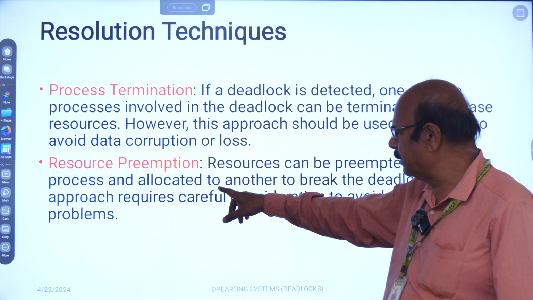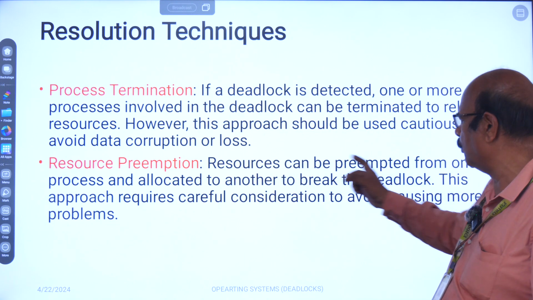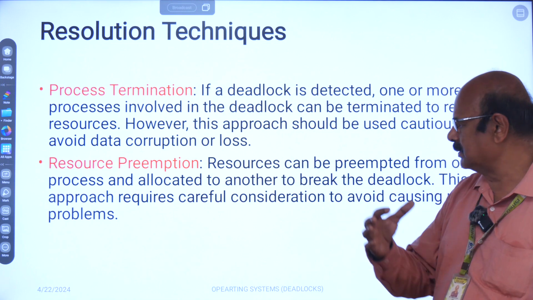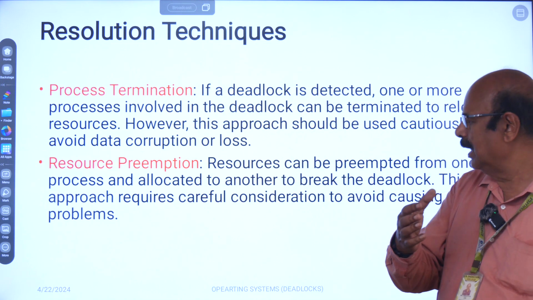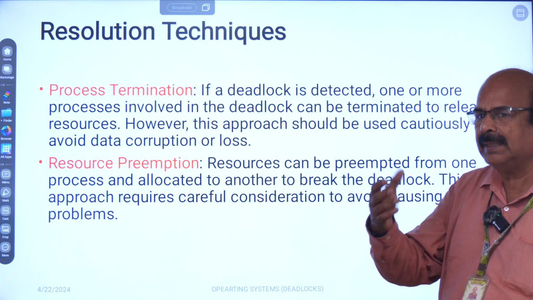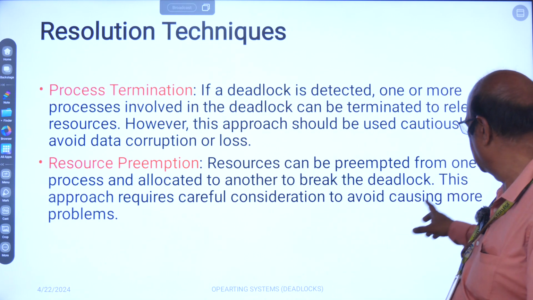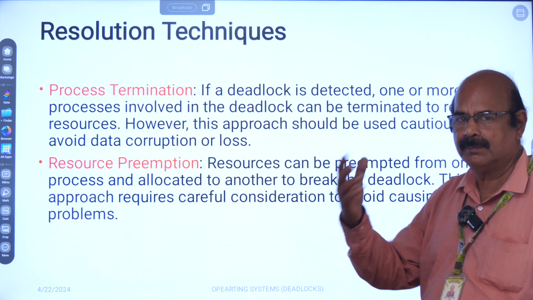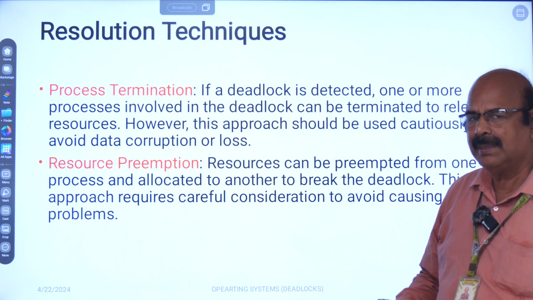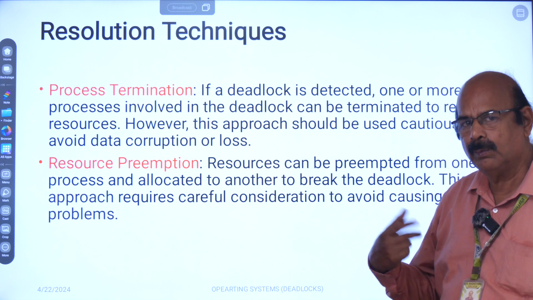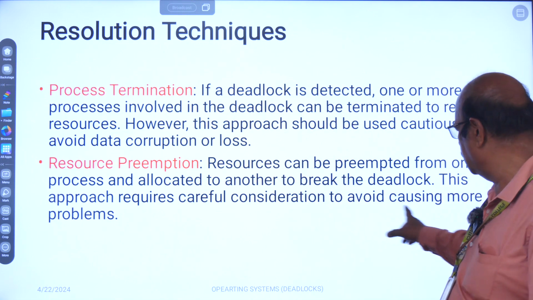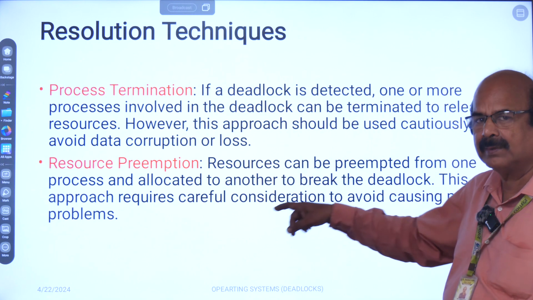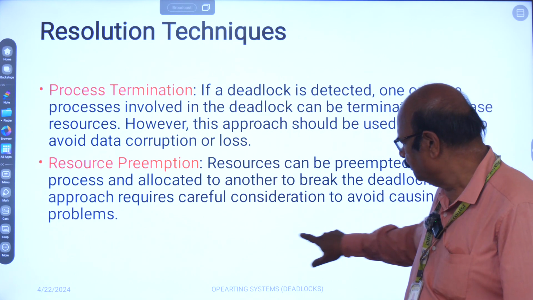Next one is resource preemption. Resources can be preempted from one process and allocated to another to break the deadlock. So whenever we preempt a resource from one process, the other process can use it. Here also we should be careful to avoid causing more problems, because that process may be held up or another process may not work properly, and we have to face those problems properly.